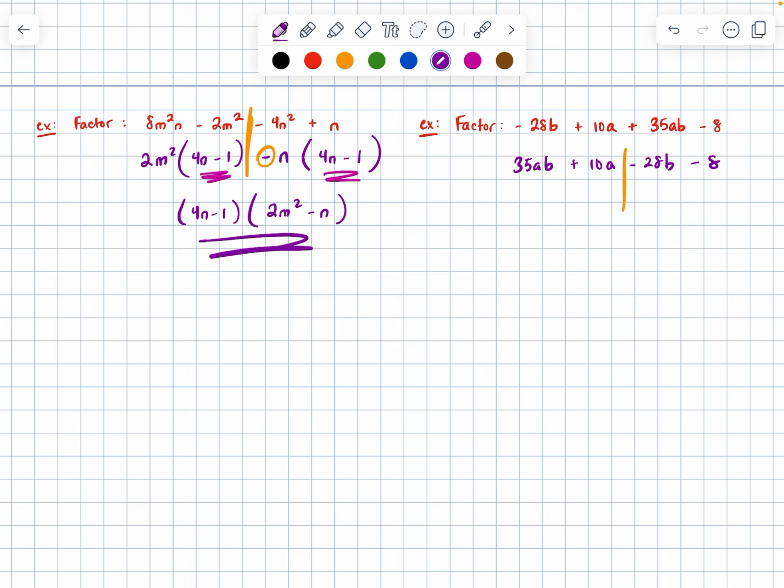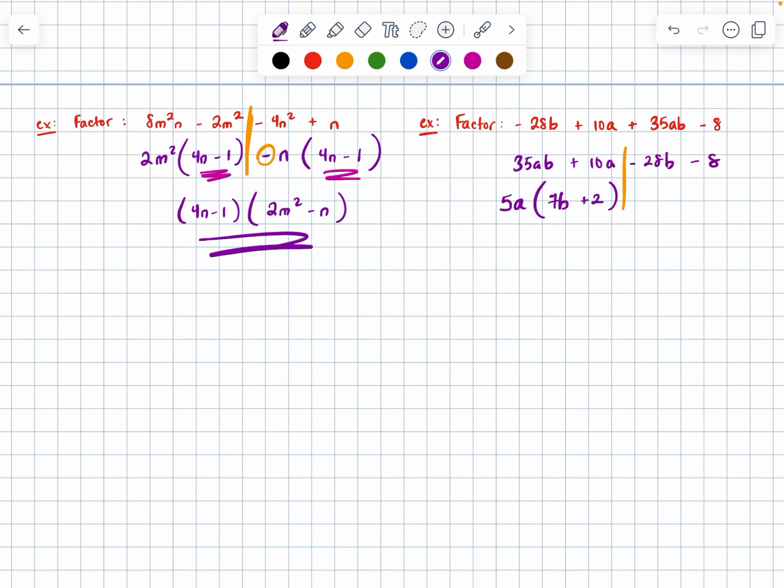Here, once I've chunked it, let's split it into groups. So I've got 35ab and 10a. Both 35 and 10 are multiples of 5. Both of these guys have an a as well. To get from 5a to 35ab, 5 gets multiplied by 7, a gets multiplied by b. To get from 5a to 10a, I've just got to multiply by positive 2. Once again, thinking strategically, if I can factor by grouping, then 7b plus 2 must show up in my second group as well. Now let me work backwards.